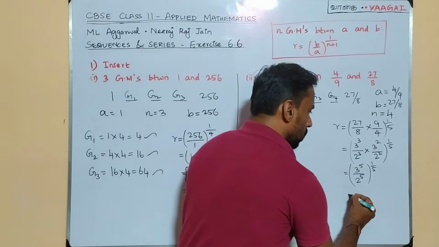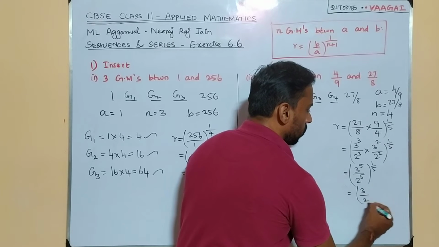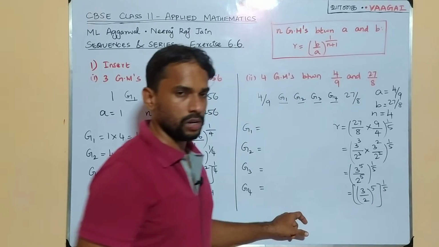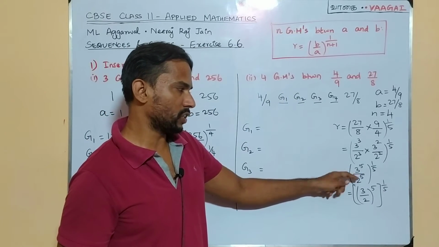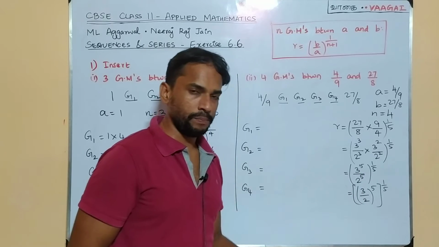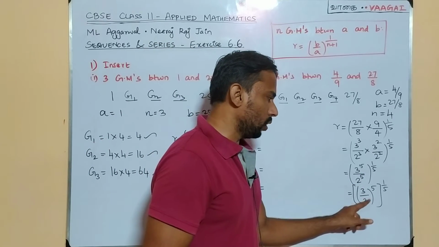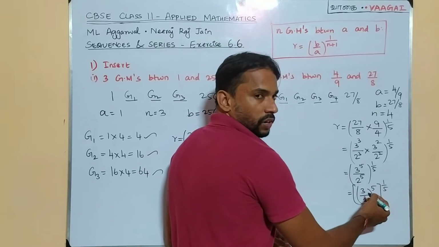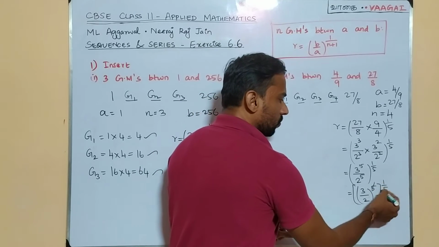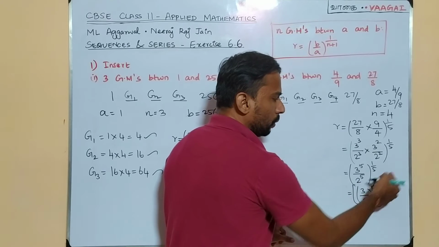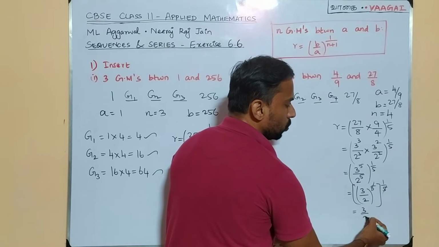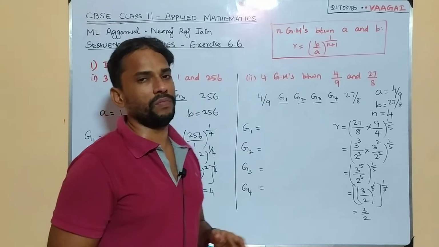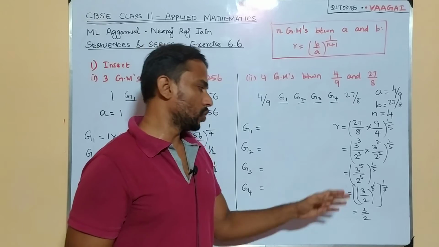Now you can write this as 3 by 2, the whole power 5, again the whole power 1 by 5. I'm just taking power 5 as common. When you have power of power, you can multiply the powers, so it will cancel. You are left with only 3 by 2 to the power 1, which is nothing but 3 by 2. That means the common ratio of this GP is going to be 3 by 2.